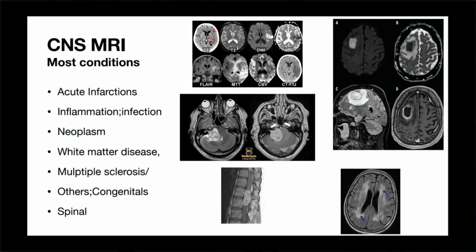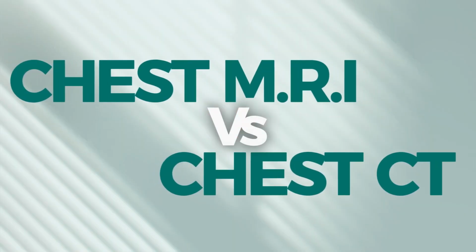So by and large, if you want the rest of the condition, apart from the acute and the very sick patients, the rest of the condition you want to use an MRI. Most of the chest work is done by CT scan because of the air there, because of the bone, but MRI also has a role.